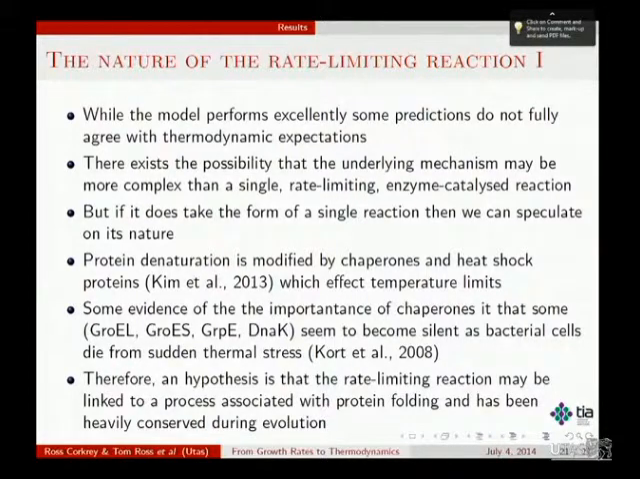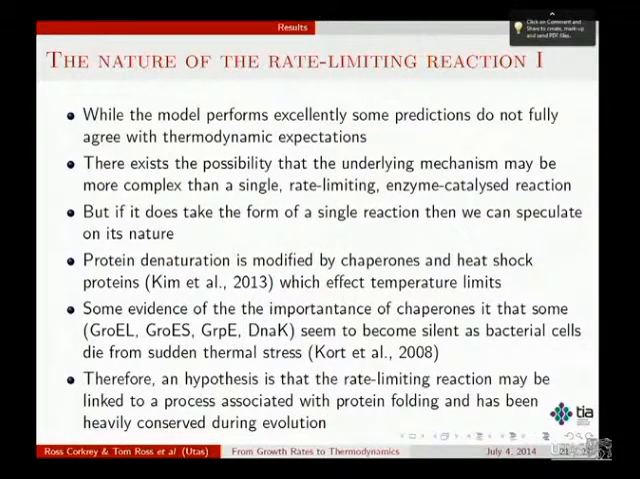It may be, for example, possible that there's a metabolic network and this property comes out as an emergent property of that network. It just seems a bit improbable to me, since it has to do the same thing in all of these organisms. But if it is a single rate-limiting reaction, we can speculate on its nature.